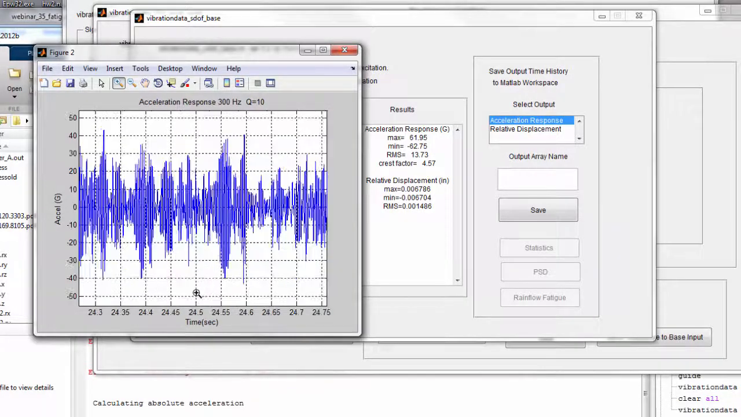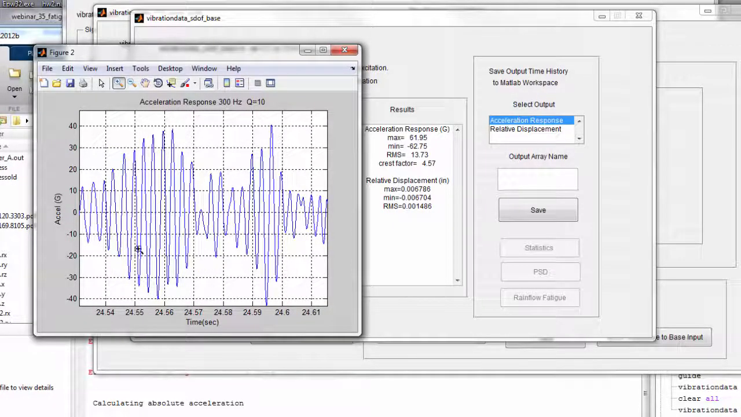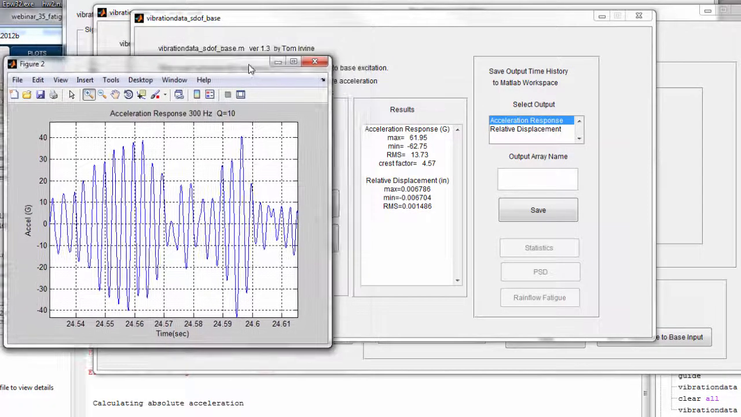If we zoom in a couple of times here, we can see that the frequency is fairly sinusoidal. In fact, if you counted the number of peaks over a certain duration and then divided by that duration in seconds, that should come out to be pretty close to 300 hertz. So the frequency is fairly sinusoidal, but this envelope is varying randomly with time. So we call this a narrowband random response. A couple other things about this.